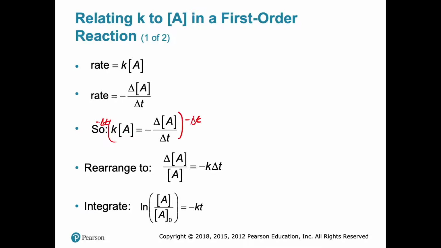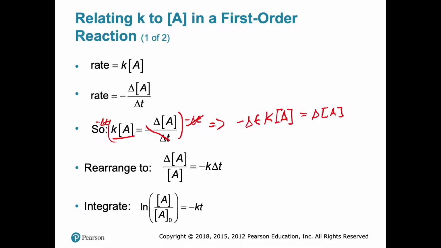Okay, so that does two things. We cancel out the negative change in time there with the negative change in time here, and then it also multiplies to this here. So now what we get is the negative change in time over here, and then k times the concentration of A equals just the change in the concentration of A. Everybody got that so far?